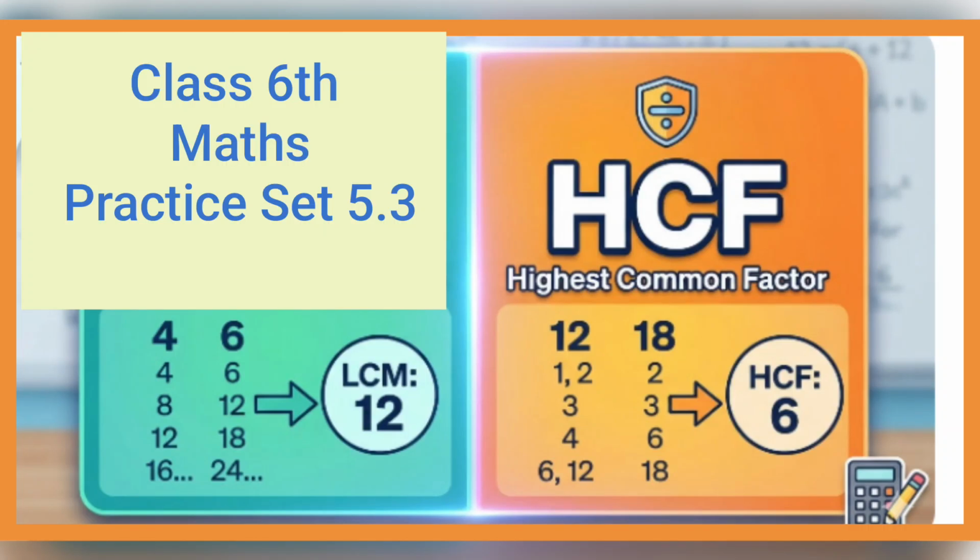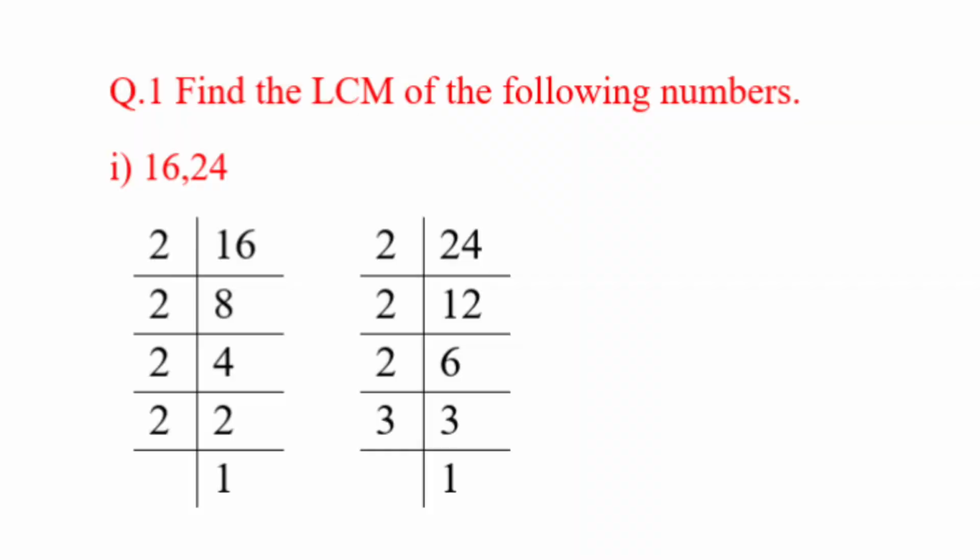Hello everyone, today we are going to solve the practice set 5.3. The first question is find the LCM of the following numbers. The first one is 16 and 24. Here we calculated factors of 16 and 24 by the vertical layout method.